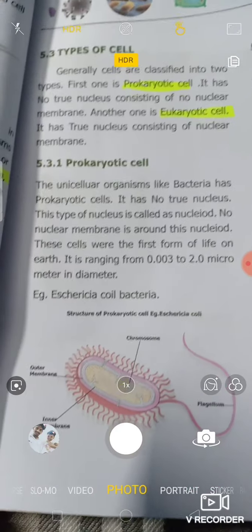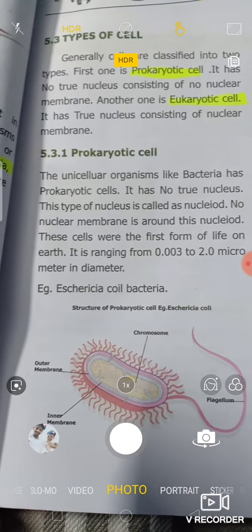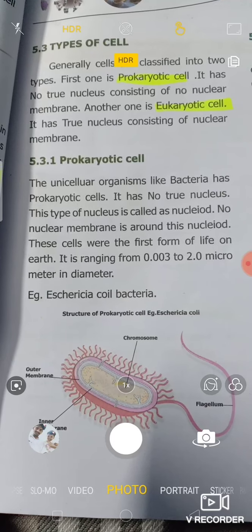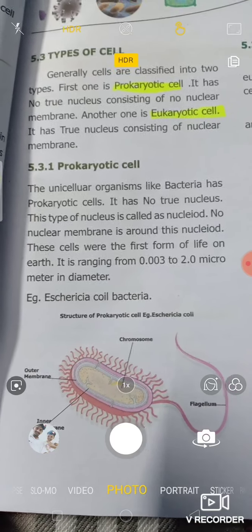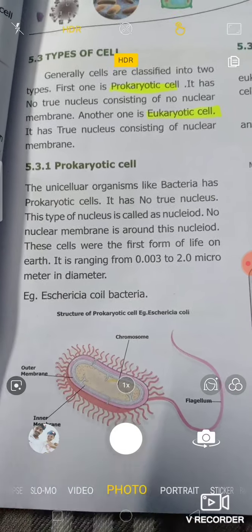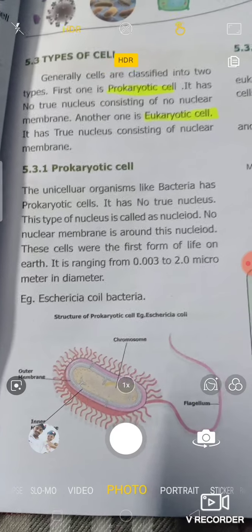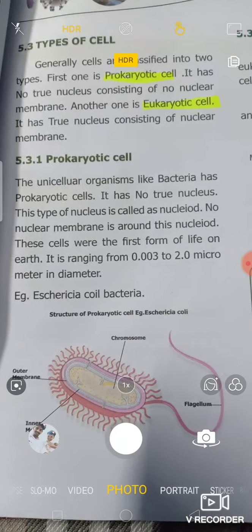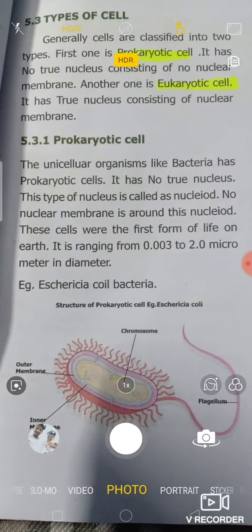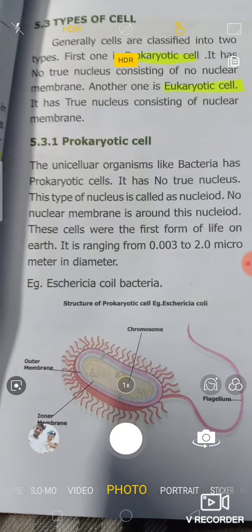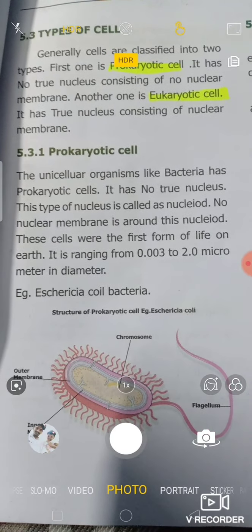First, let us deeply see about prokaryotic cell. The unicellular organisms like bacteria have prokaryotic cells. It has no true nucleus. See, there is no true nucleus inside the picture. See this, this is the bacterial cell. This type of nucleus is called nucleoid. No nuclear membrane is around this nucleoid.